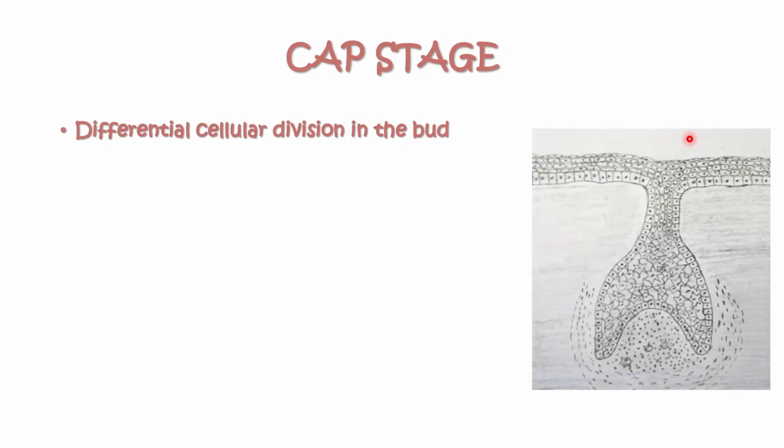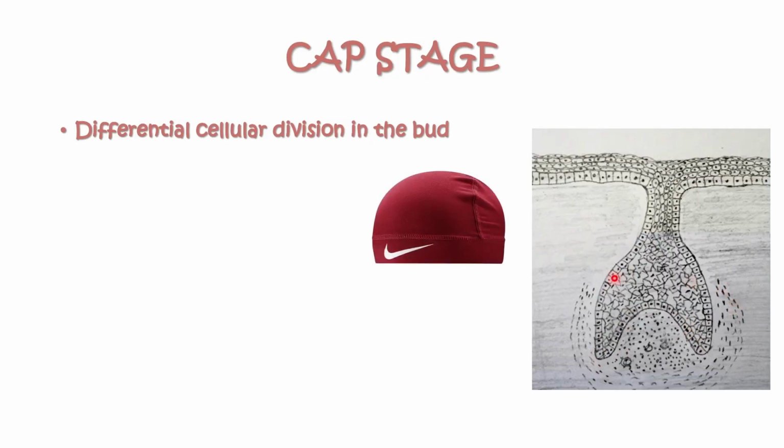Next is cap stage of tooth development. In cap stage, there is differential cell division in the bud. This means there is unequal cell division in different parts of the bud, which leads to the formation of a cap-like structure. You can see the picture here. It exactly resembles a cap.